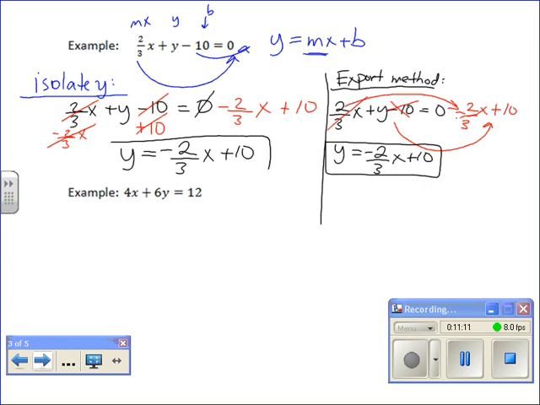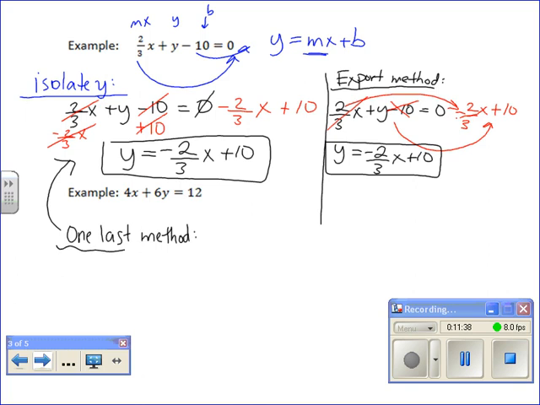The other option that you have for this particular question, because equations can be rearranged many different ways, it might have been also quite easy for us just to move the y over to the other side, and then we could have flipped it because then y would be isolated. So one last method here. Okay, I'm just going to come up here. So one last method for this one, just to show you how many ways there are to rearranging something, is 2/3 x plus y minus 10 equals 0.